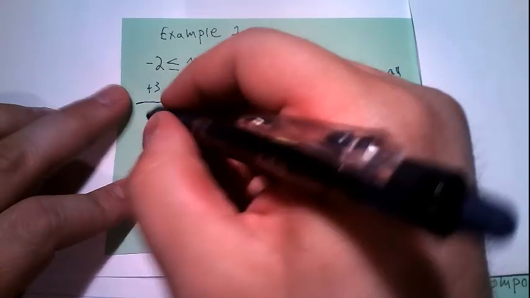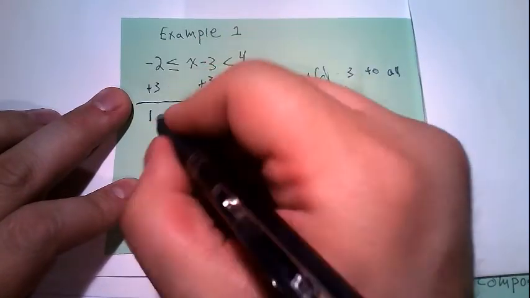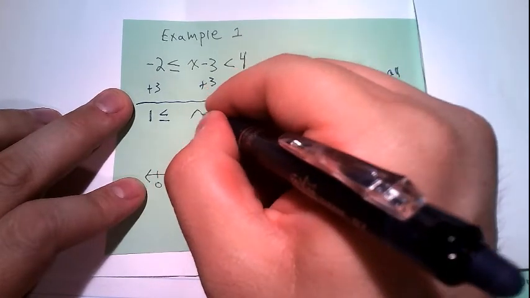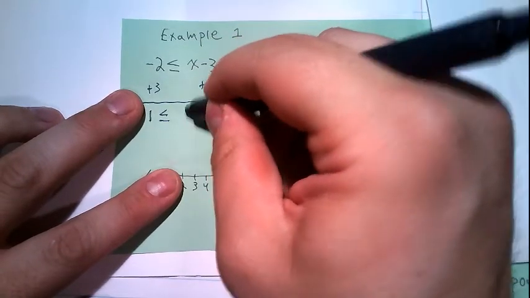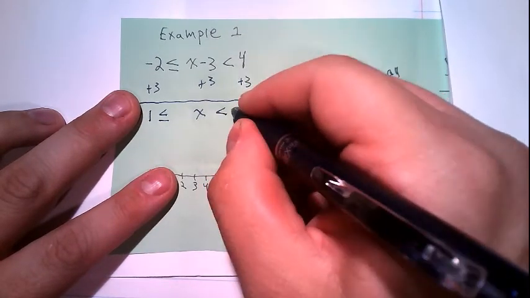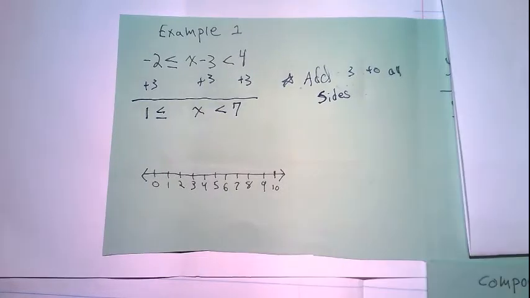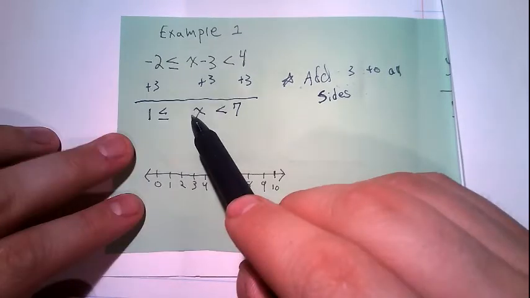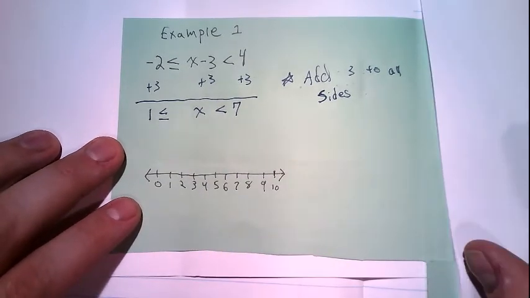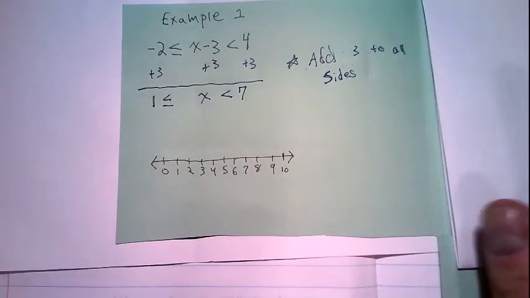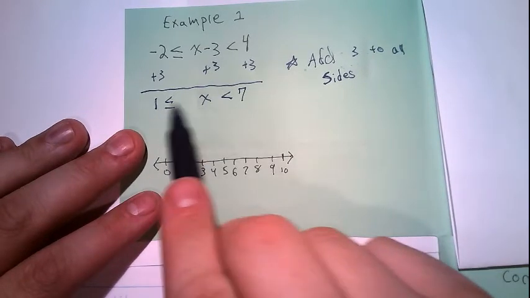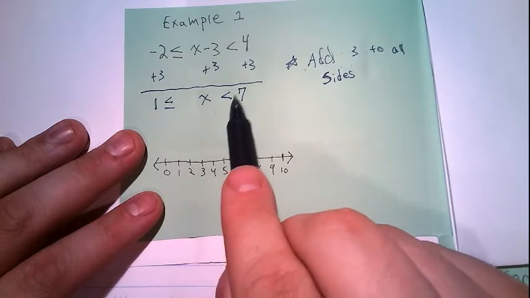Negative 2 plus 3 is positive 1, less than or equal to x. Those cancel, so I'm left with just x now. And that's less than 4 plus 3 is 7. Now if there was more, if this was say like 4x, then I'd divide by 4 on every single side. It's not though, it's just x. So I know that x has to be in between 1 and 7, right? Because it's greater than or equal to 1, but it's less than 7.